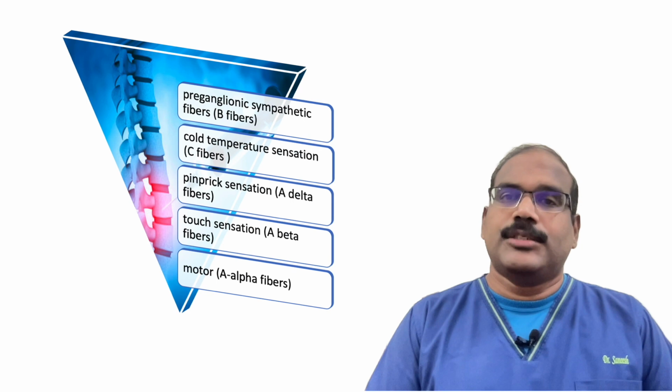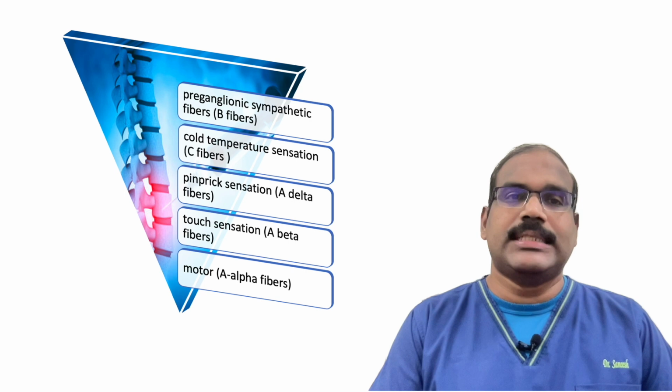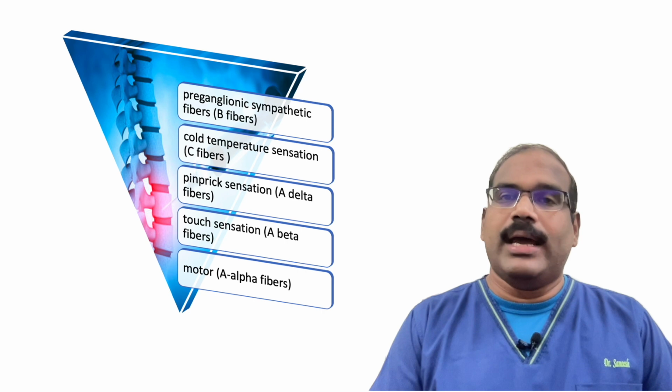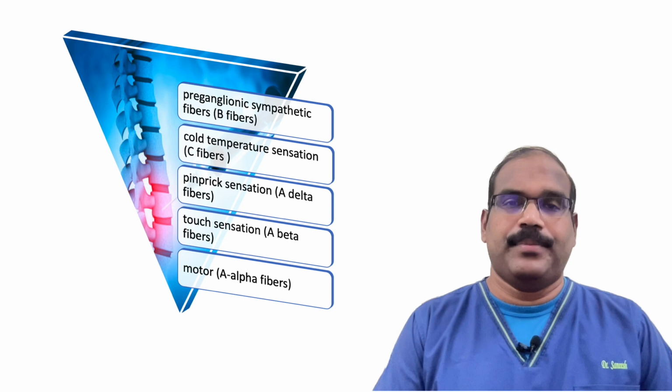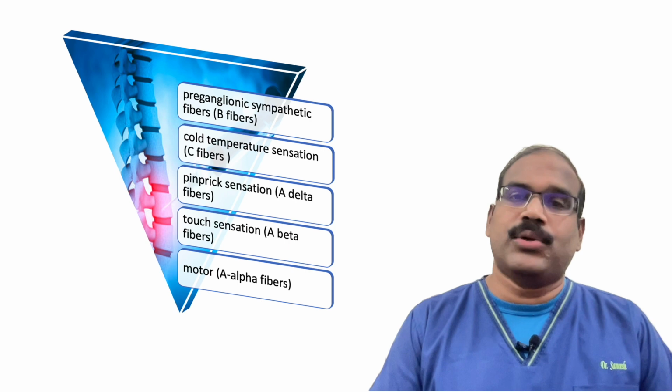The speed of neural blockade depends on the size, the surface area, and degree of myelination of nerve fibers exposed to the local anesthetic. Small preganglionic sympathetic fibers, beta fibers, are most sensitive to local anesthetic blockade. Among sensory nerves, C fibers, which conduct cold temperature sensation, are blocked more readily or earlier than A delta fibers, which conduct pinprick sensation. A delta fibers, which conduct touch sensation, are the last to be affected among sensory fibers. The larger A alpha motor fibers are more resistant than any of the sensory fibers.